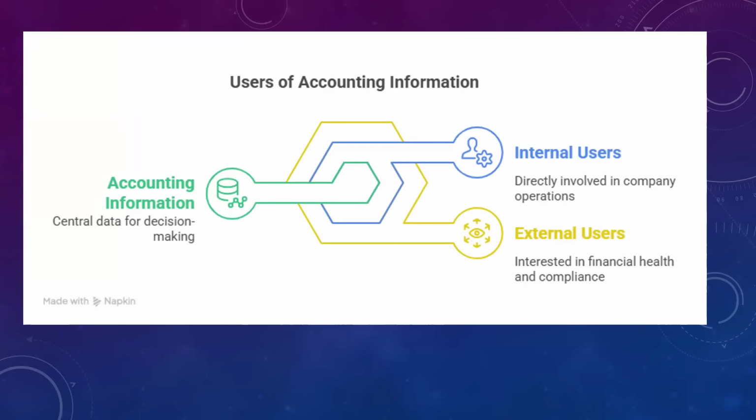Now, when it comes to the users of financial information, they can be put into 2 categories: internal users and external users. Internal users are people who are inside the company, directly involved with the company. External users are people who are outside of the company. They are not directly involved with the company, but they're still interested in the company for some reason.